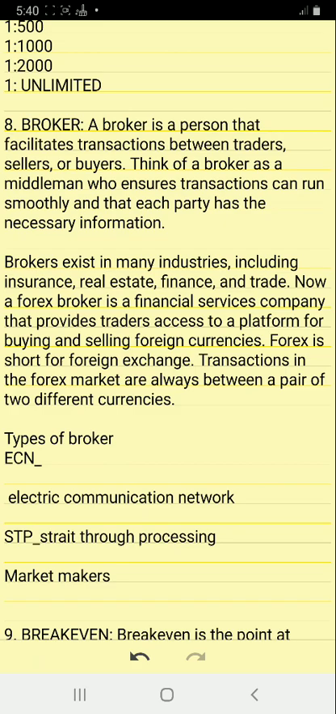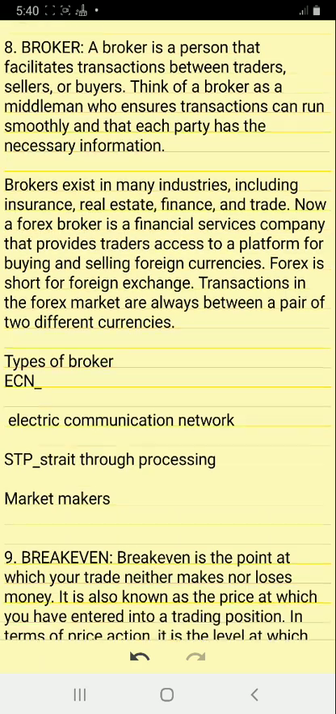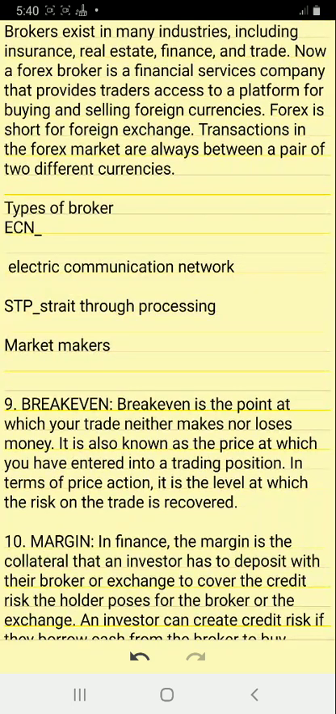Transactions in the forex market are always between a pair of two different countries. That's why I said at the beginning of our last video that we trade currency pairs in forex trading. There are different types of brokers. You have the ECN, electronic communication network, the STP, straight through processing, and the market makers. The electronic communication networks are the ones that are connected to the banks.